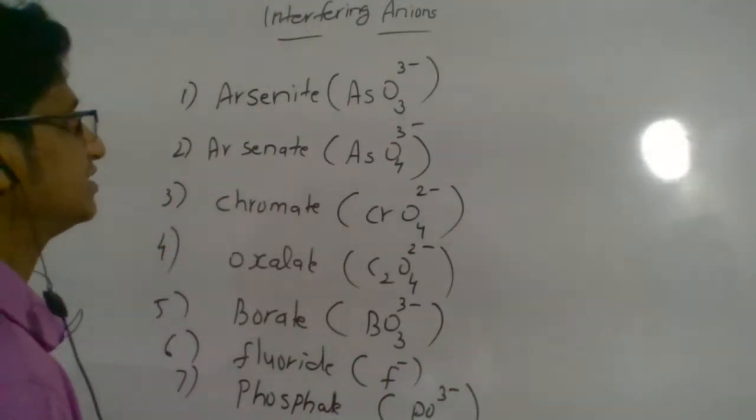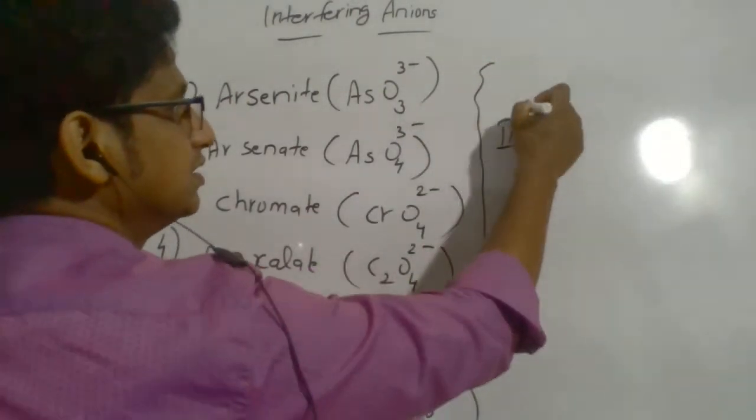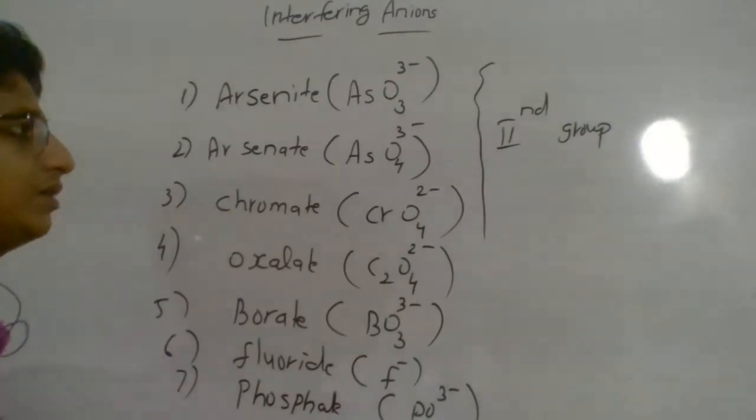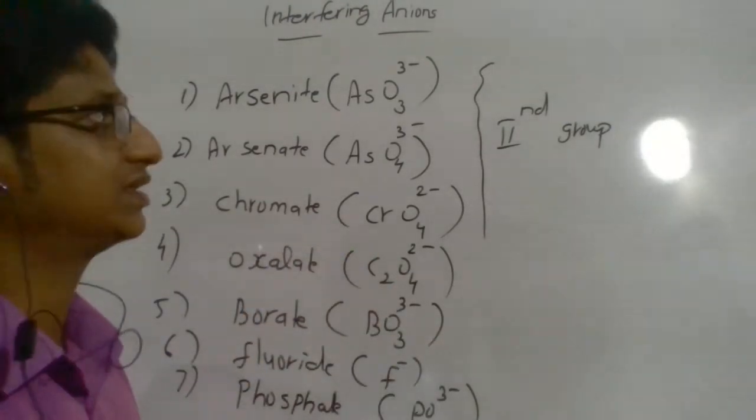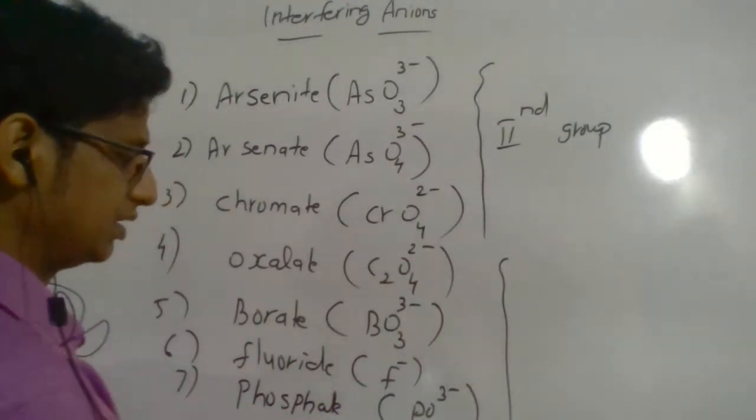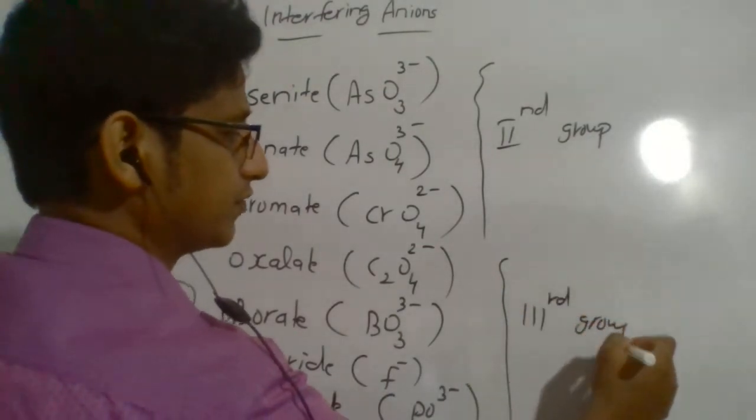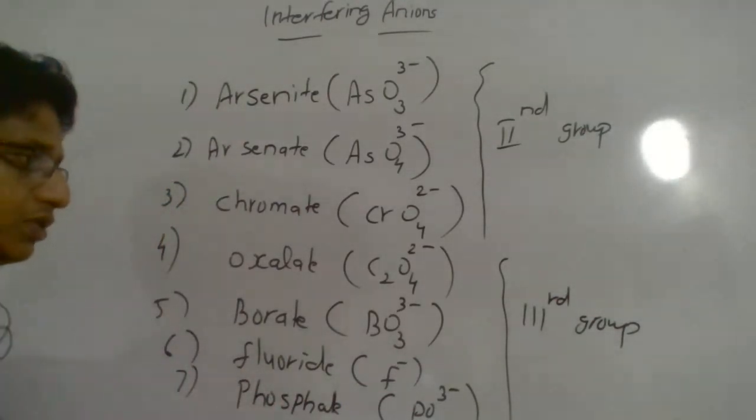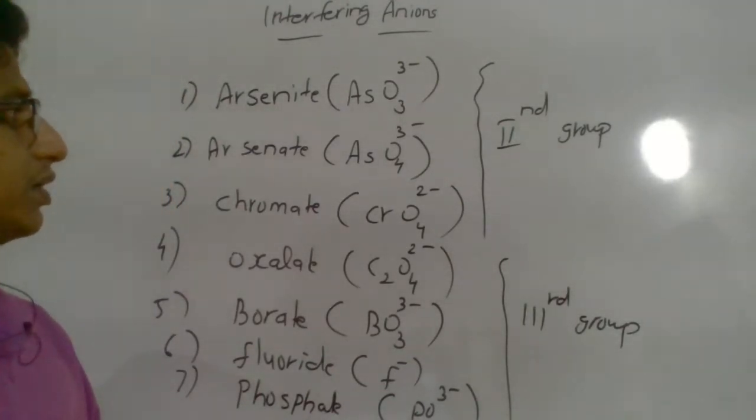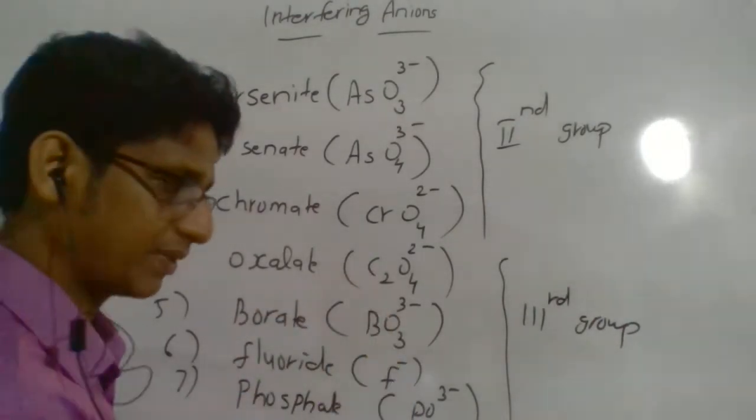It is observed that arsenite, arsenate and chromate, these three, interfere from the second group of cation analysis onwards. Oxalate, borate, fluoride and phosphate start their interference from the third group of cation analysis onwards. So this is the first point you can note.